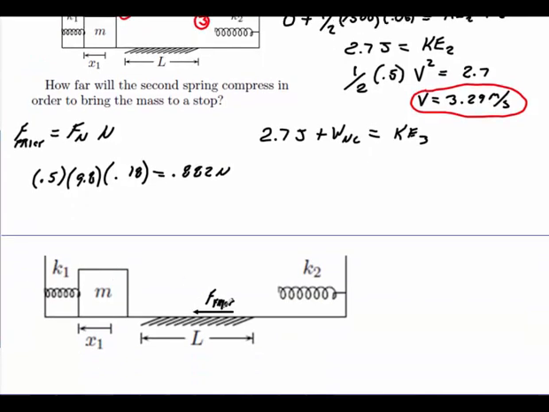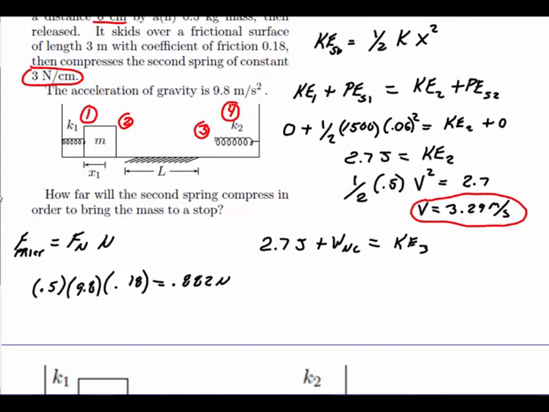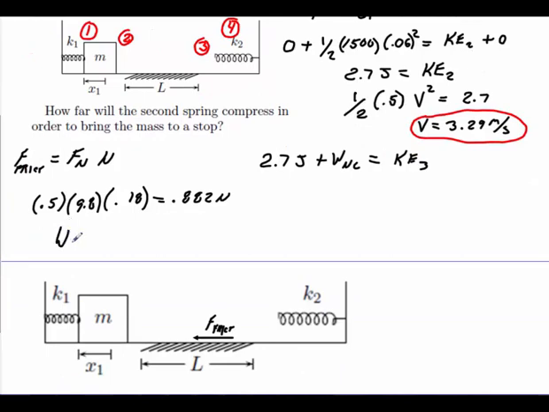Now that 0.882 newton is going this way, but your object's moving this way, so the friction is doing negative work. And how far are you sliding? You're sliding 3. So the work done by the non-conservative force is going to be nothing more than negative 0.882 times 3. Again, I'm negating that because it's going the other way. So that gives us negative 2.646 joules of work.